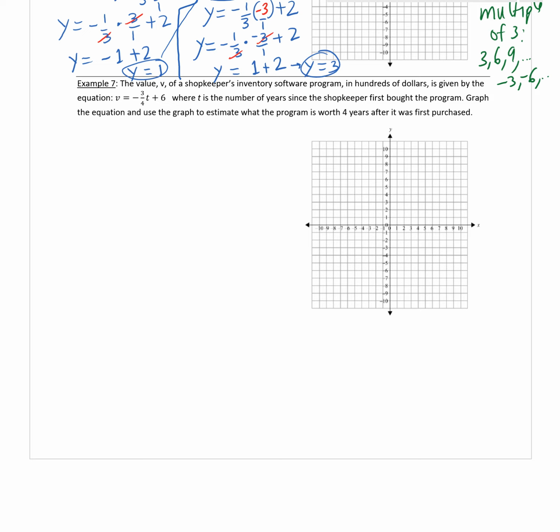Okay, last example. It gives us kind of an equation of a line, sort of. You notice it says up here in the second line, v equals -3/4 t plus 6. So it looks strange because they're not giving us an x and a y coordinate. They're giving us v and t. But just kind of pretend like it's x and y. It's just different letters, but we're really thinking of it as the same thing.